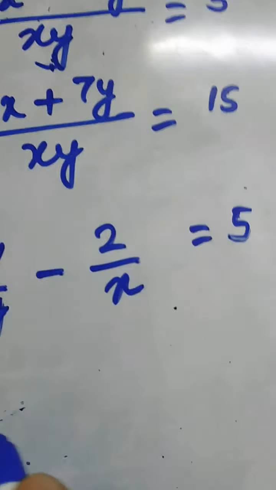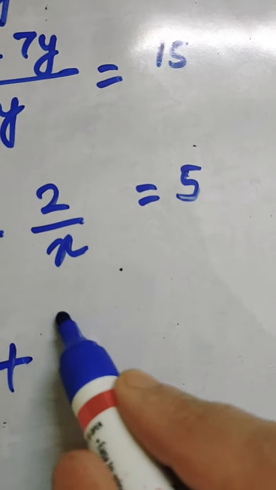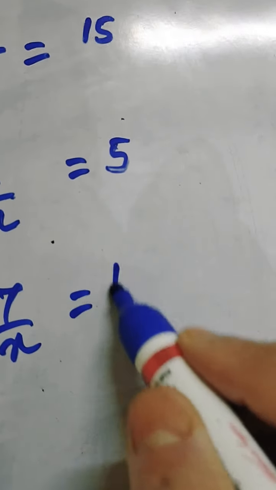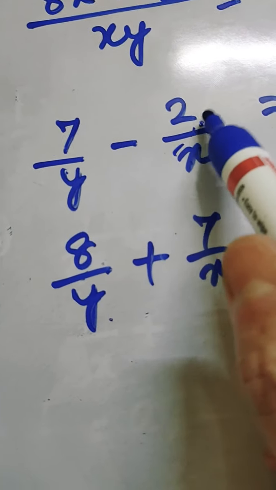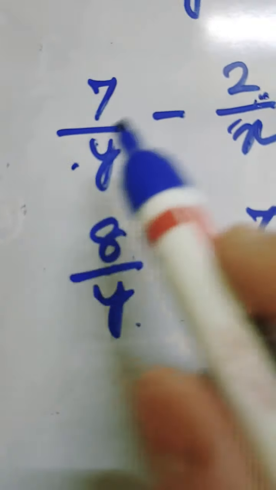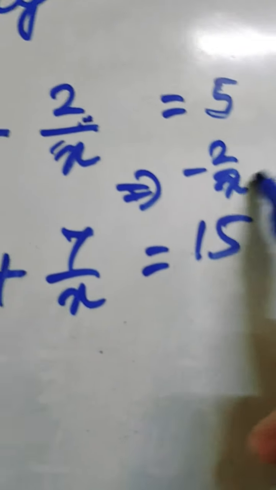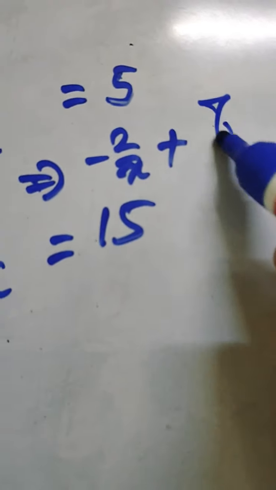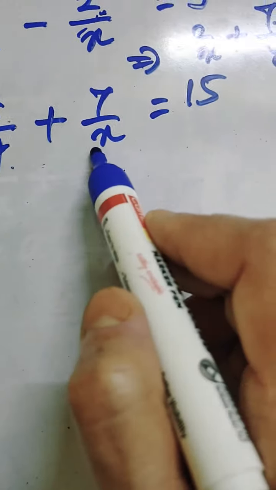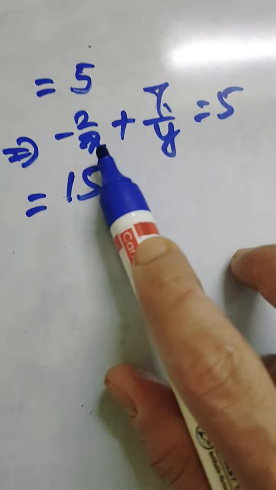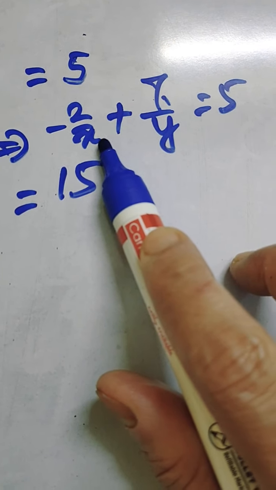Then this one will give you 8 by y plus 7 by x equal to 15. Now you can rearrange. Suppose x is there here, so x you can bring it in front, so that will give you minus 2x plus 7 by y equal to 5, and this one is this. So now again we will replace 1 by x, will substitute 1 by x by a.